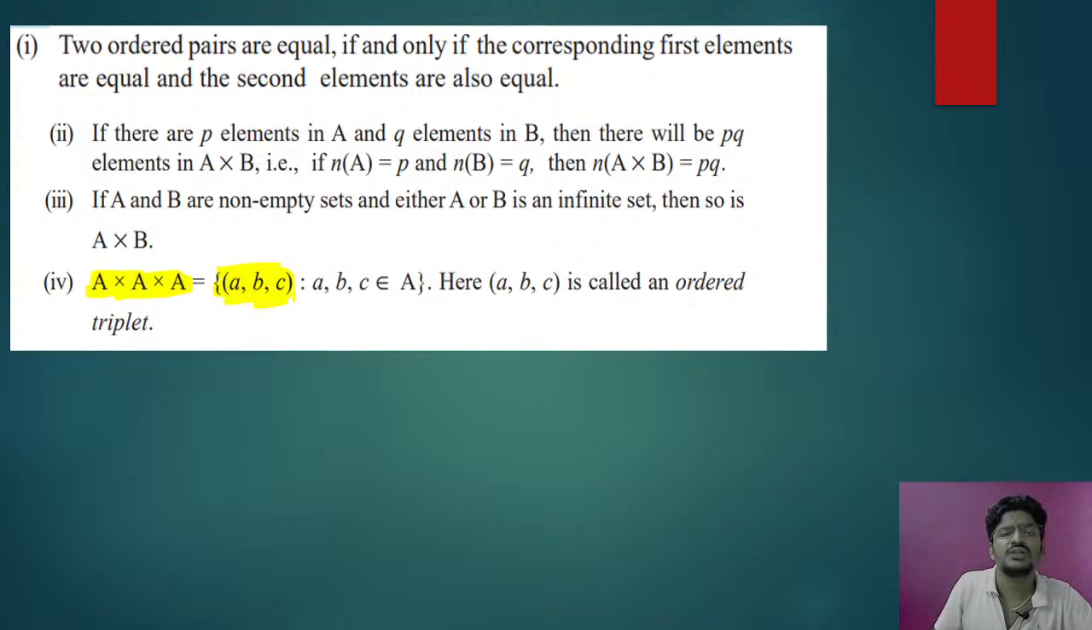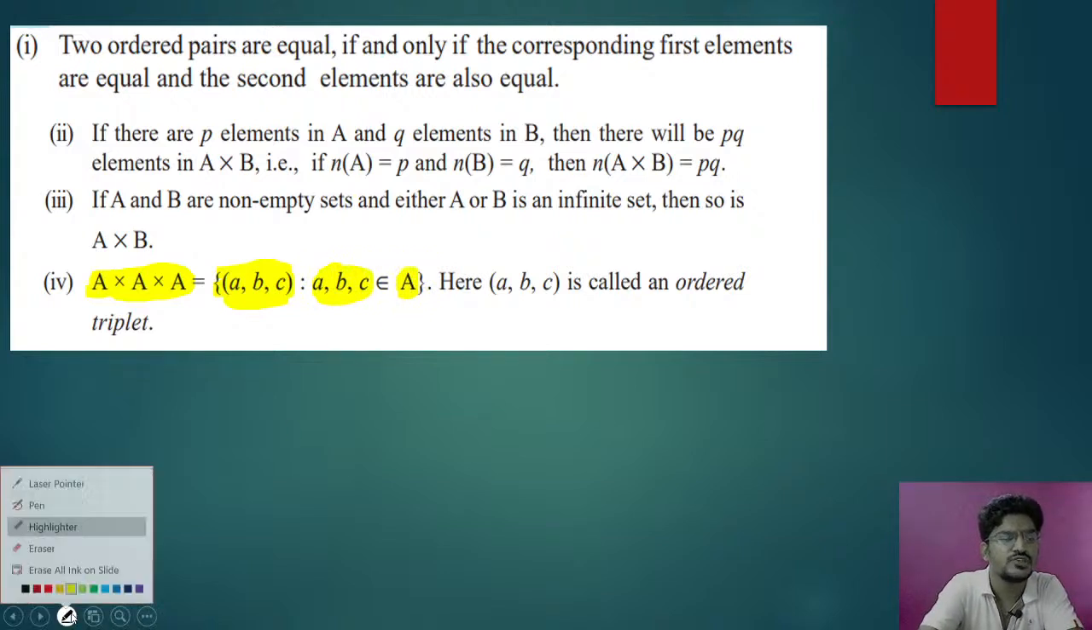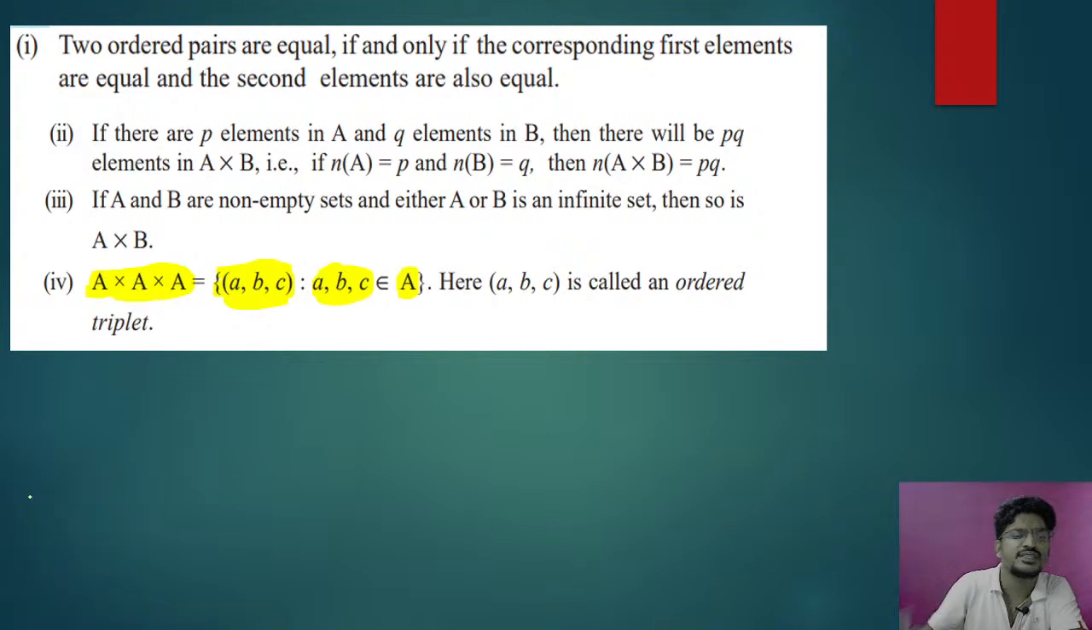(A, B, C). Because this is the Cartesian product of 3 sets. And here A, B, C, all the 3 elements belong to set A, because you have only one set A. That's why they are making A cross product for 3 times. So triplets are going to exist for you. So that is A, B, C are present in A. Okay. So now I can solve it very clearly with one example.